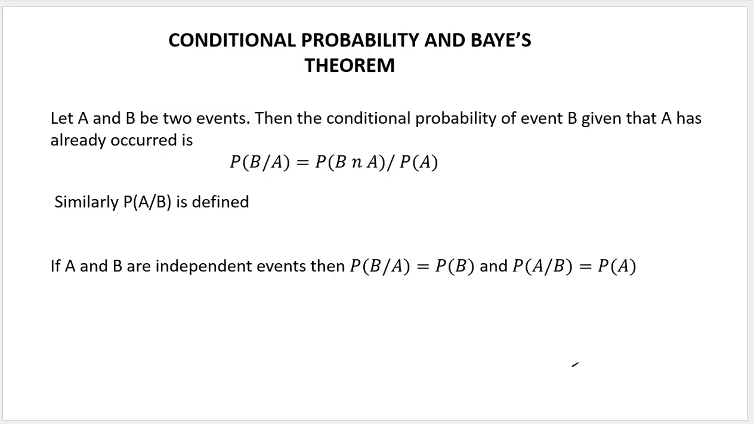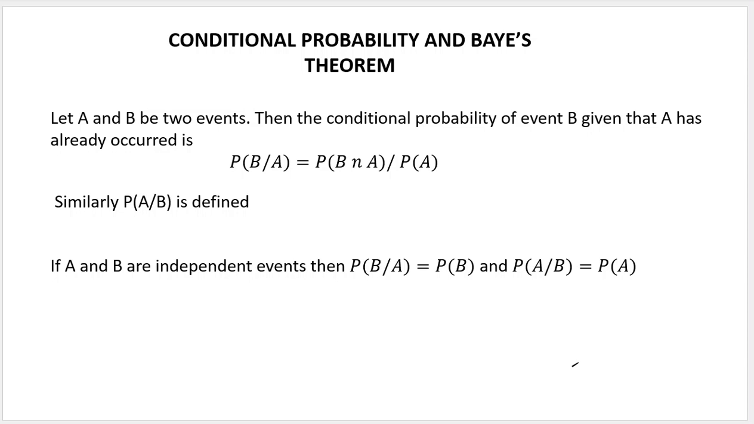The topic is conditional probability and Bayes' theorem. So basically, what is conditional probability? In conditional probability, we deal with two events, and what is special about these two events is that one of these events has already occurred. So we are now interested in the probability of two events in which one event has already occurred and the other event is yet to occur. That is what is called conditional probability.